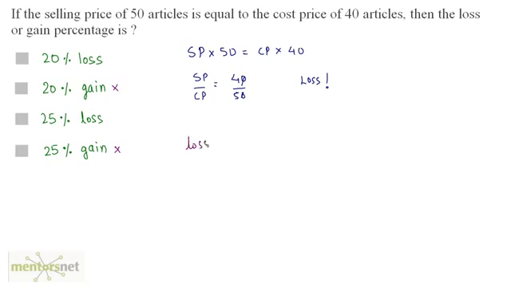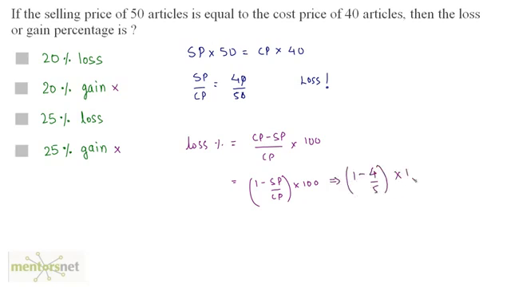So loss percentage is equal to the loss, which is cost price minus selling price, divided by the cost price times 100. This is the formula, and that is equal to 1 minus SP by CP times 100, and that gives us 1 minus 4 by 5 times 100, which is equal to 5 minus 4, which is 1 by 5, times 100, and that is 20%. So option A is the right answer.